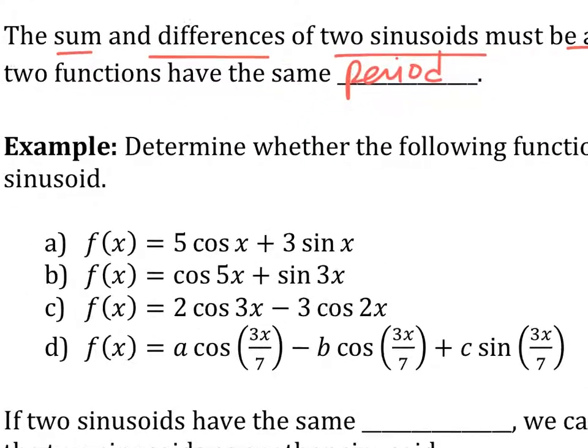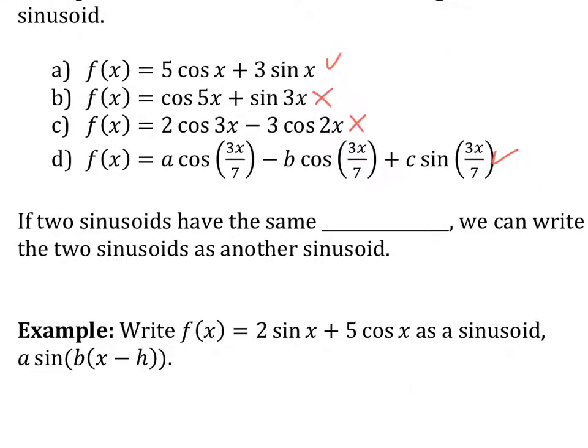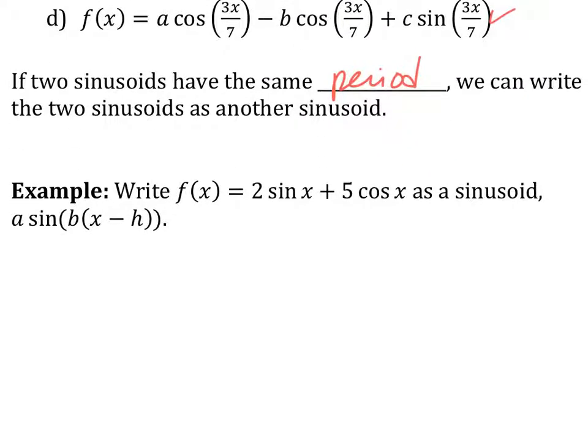Okay, raise your hand if you think A is a sinusoid. Good. B is a sinusoid? No. C is a sinusoid? No. D is a sinusoid? All right, very good. Now, because they are sinusoids, when two sinusoids have the same period, it's going to be another sinusoid. And because of that, we can write them as another equation.